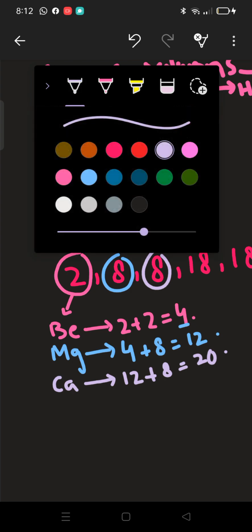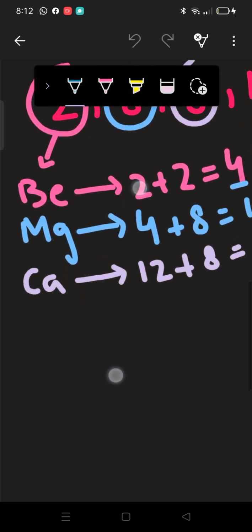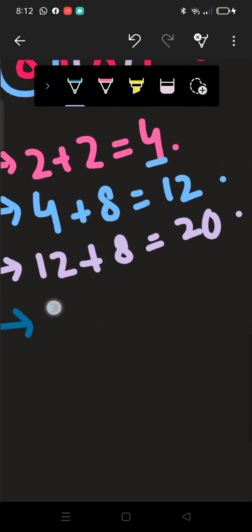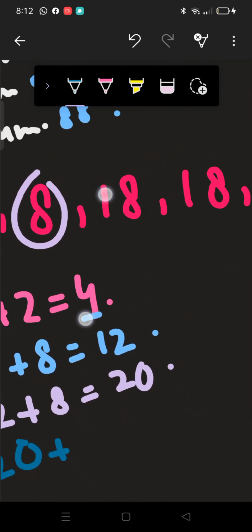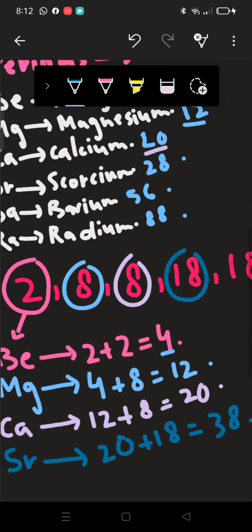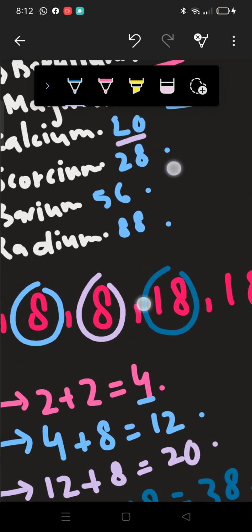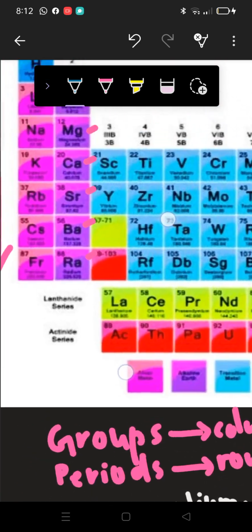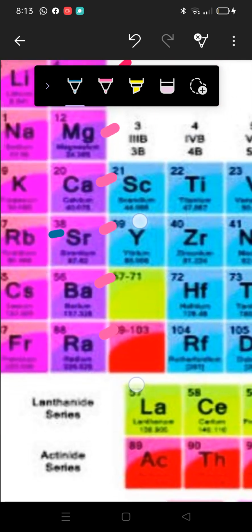Then again we have strontium, which is represented with capital S and small r. We got 20. Here I've written 20, and what do we have to add with this 20 now? Now we have 18. Alright, so we'll be adding 18 to the 20, so it gives us 38. As you can see here, the atomic number of strontium is 38. As you can see here as well, it is 38.